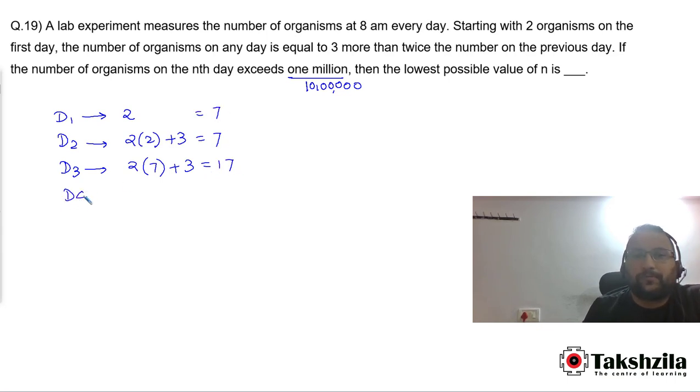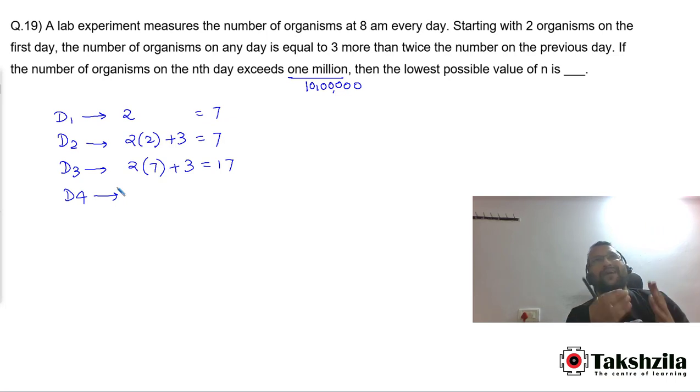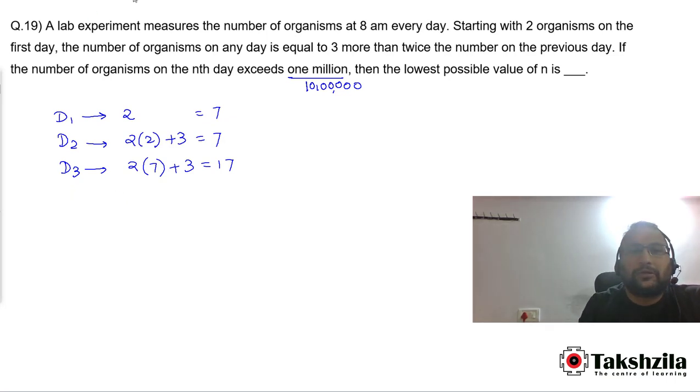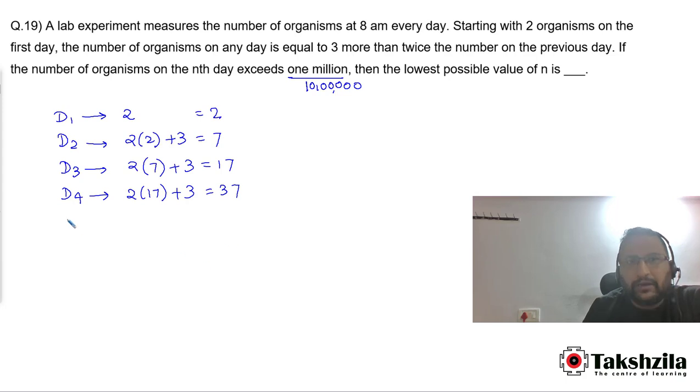On day 4, first let us understand what pattern is going on here. This is 2, then 7, then 17. How many will there be on day 4? Let's have a look at it. 2 times 17 plus 3, 34 plus 3 is 37. How many on day 5? 2 times 37 plus 3, that is equal to 77.